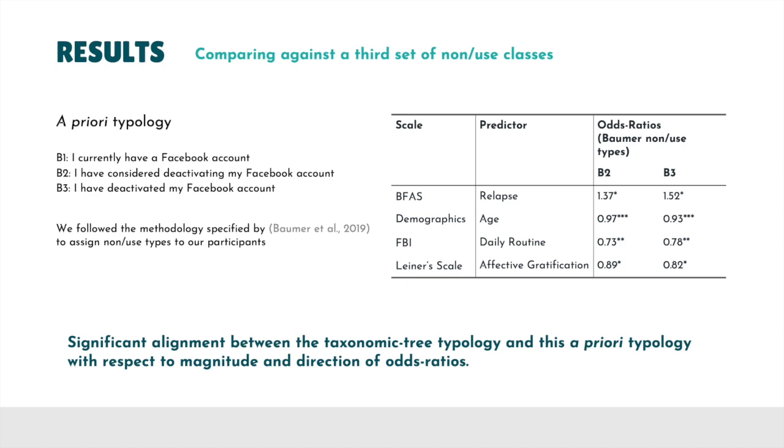To investigate these divergences more closely, we made one final comparison using a typology from Baumer et al. 2019 that was constructed manually. We found significant alignment with the taxonomic tree model, but not the curve fitting. This hints at a potentially interesting but subtle difference between our 2 typologies that would make for good future research.